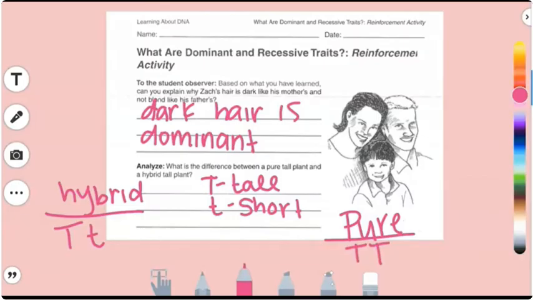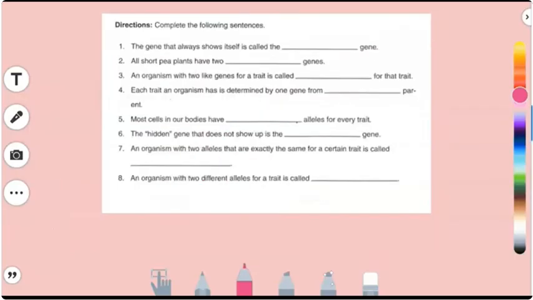Go ahead and pause this video and check your answers and move on to the next page when you're ready. All right, here we have some vocabulary. Hopefully you knew this off the top of your head, but if you had to use your notes, that's fine, as long as you know the vocabulary now.